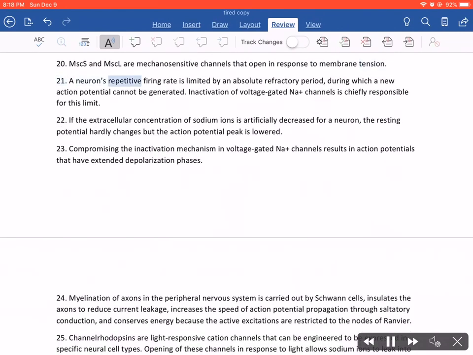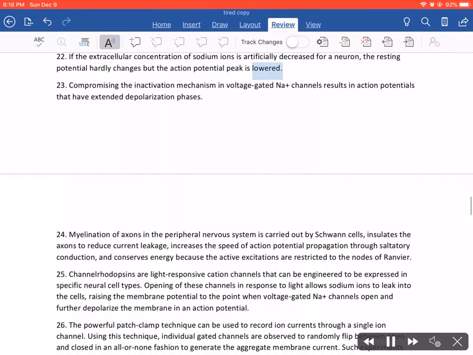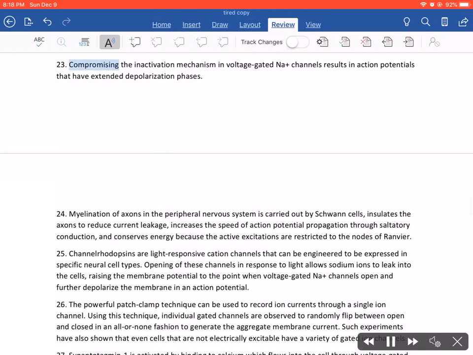21. A neuron's repetitive firing rate is limited by an absolute refractory period, during which a new action potential cannot be generated. Inactivation of voltage-gated Na+ channels is chiefly responsible for this limit. 22. If the extracellular concentration of sodium ions is artificially decreased for a neuron, the resting potential hardly changes but the action potential peak is lowered. 23. Compromising the inactivation mechanism in voltage-gated Na+ channels results in action potentials that have extended depolarization phases.